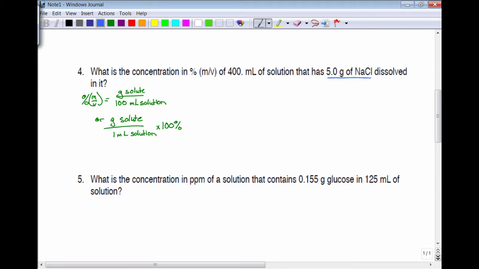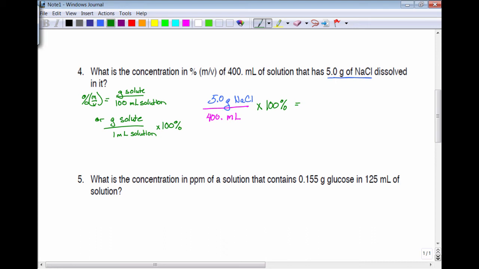Here, my solute is 5 grams of sodium chloride, and the amount of solution is 400 milliliters. I'm already in the correct units of grams per milliliter, and the only thing I'll have to do to get a percent is multiply by 100%.